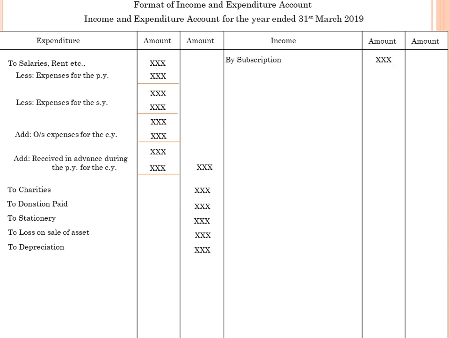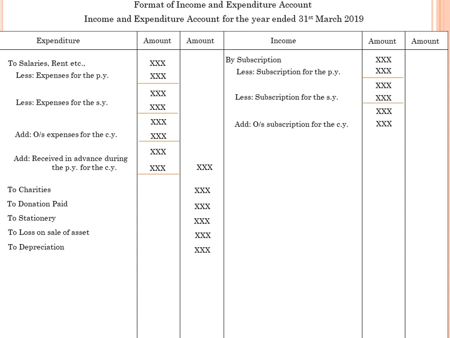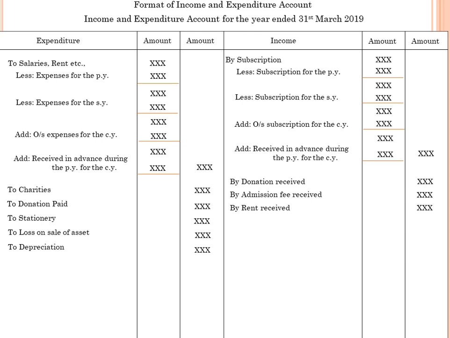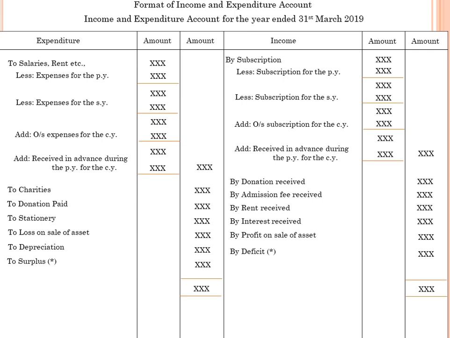Now the credit side. By subscription, put the value inside, less subscription for the previous year, less subscription for the subsequent year, add outstanding subscription for the current year, add received in advance during the previous year for the current year, and the balance we put in the outer column. Followed by donation received, by admission fees received, by rent received, by interest received, by profit on sale of asset, and find the total. If any balancing figure comes on the debit side, we call it a to surplus. Any balancing figure on the credit side, we call it a deficit.